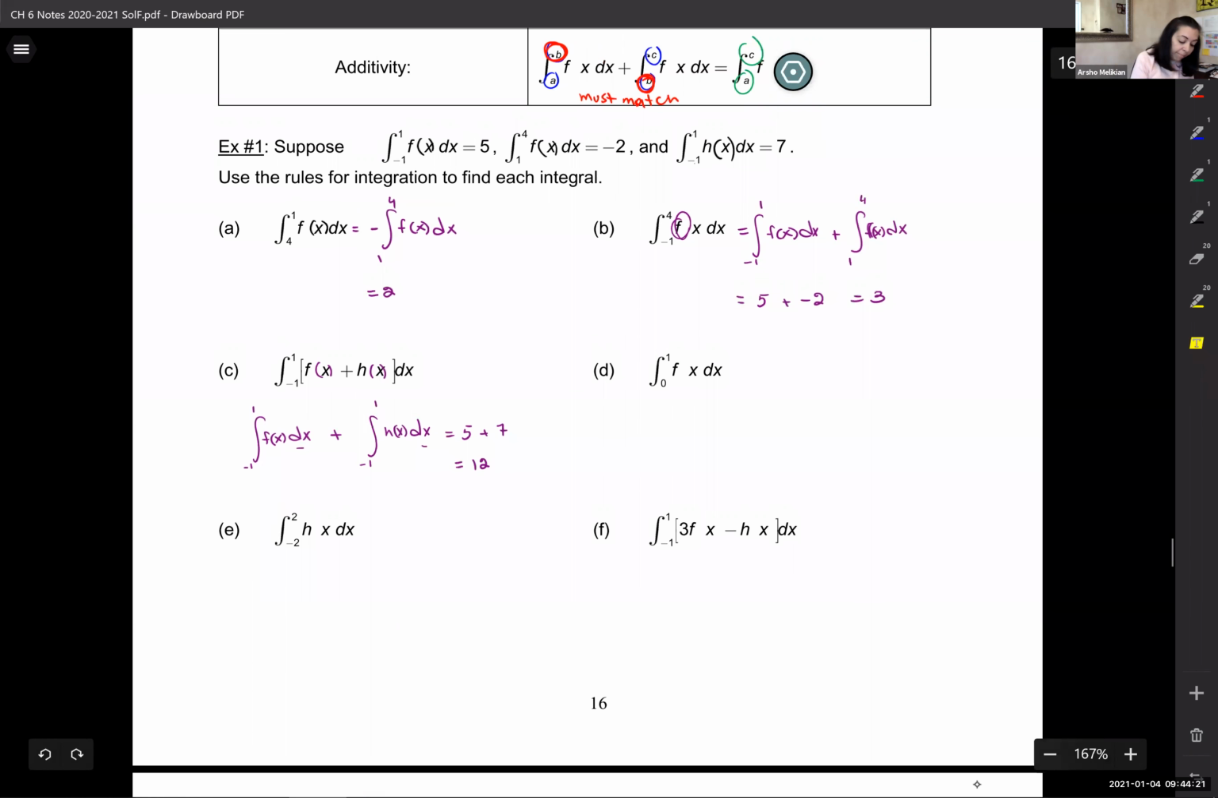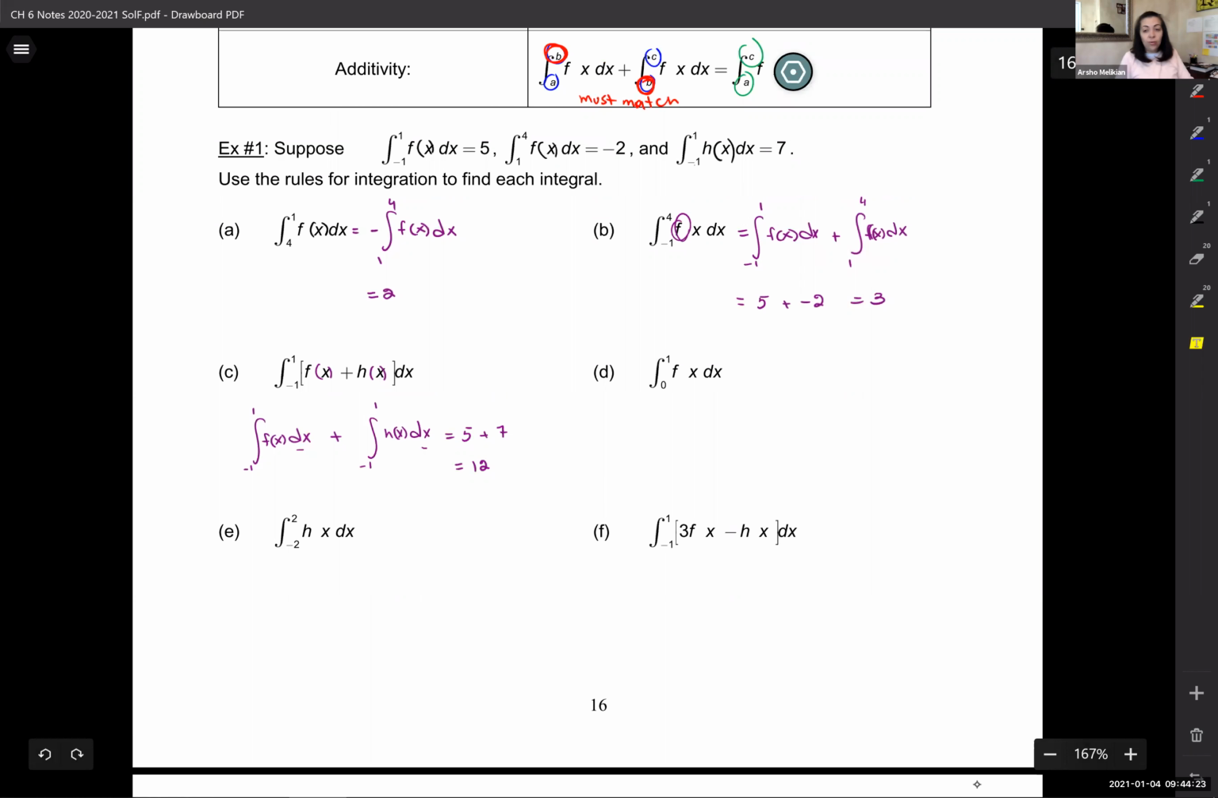Okay, here, 0 to 1, f of x dx. Well, I have negative 1 to 1. So the area from negative 1 to 1 is 5, but I have no way of knowing what the area is from 0 to 1, right? So there is not enough info.